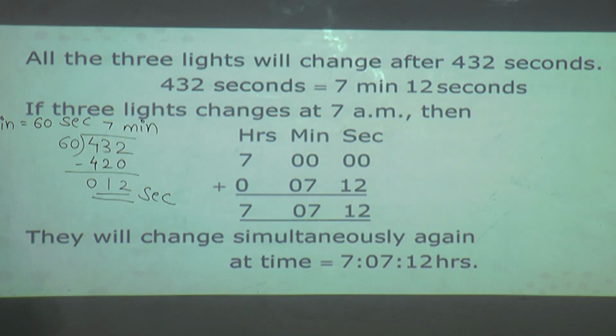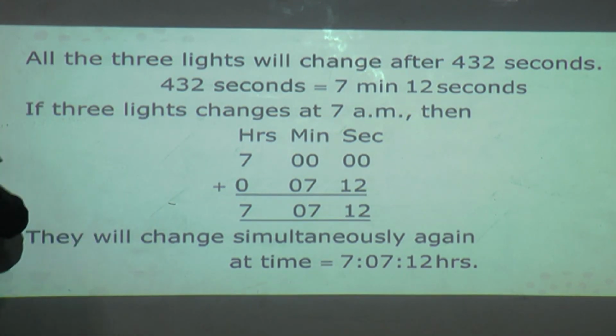Now if the 3 lights change at 7 a.m., see at what time it changes? At 7 a.m. the hours, minutes and seconds will be 0, and as we know it changes after every 7 minutes and 12 seconds. So simultaneously they will change after 7 hours, 7 minutes, 7 seconds.